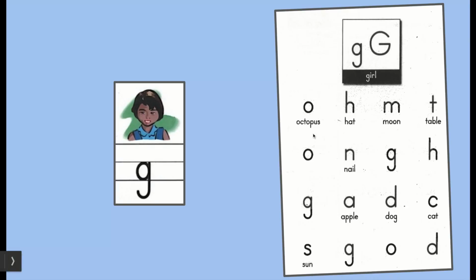Let's practice identifying the sounds that each letter makes. Ready? Ah, octopus. H, hat. Moon. T, table. Ah, like in nail. G, g. Like in apple. D, dog. K, cat. S, sun. G, d.